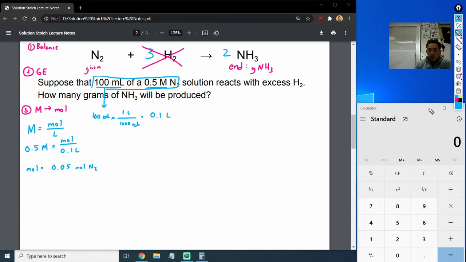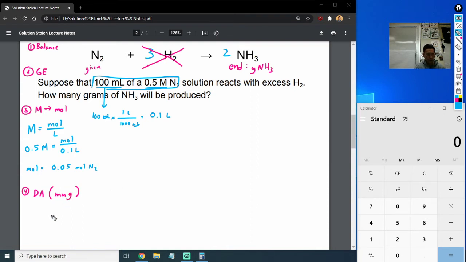All right, now we're going to move on to the final step, step 4. Step 4 is basically where we use dimensional analysis, stoichiometry. If you remember, we're going to do mumaga. Mumaga, not gamumaga. Gamumaga is for regular stoichiometry. For solution stoichiometry, we just use mumaga. All right, so let's set up the problem.